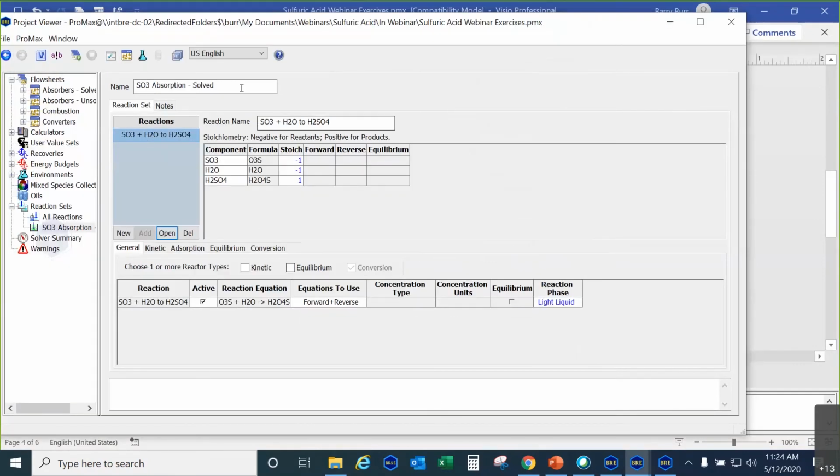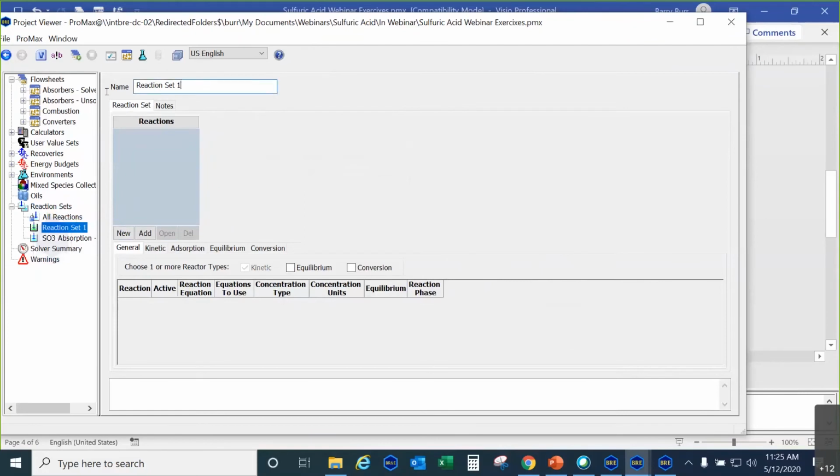So we're going to basically replicate this entire reaction set, except it'll be just called SO3 absorption. So what we do, and these are steps that are in the instructions provided, we're going to right click on this thing called reaction sets. We're going to right click and we're going to add a reaction set that's called SO3 absorption.